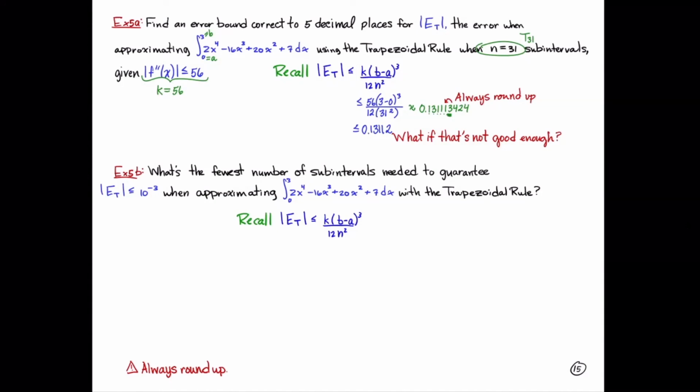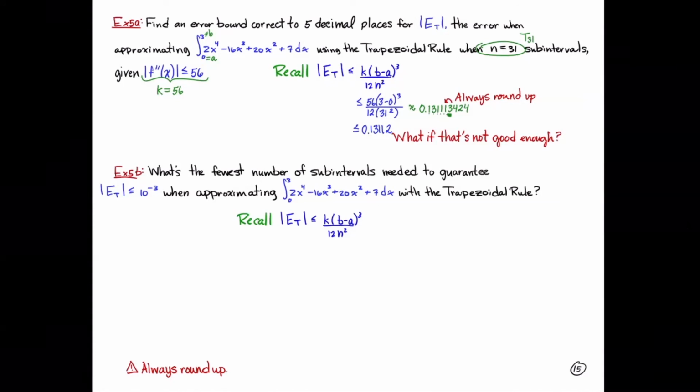And if that's not good enough, then we could increase our n. And as we increased our number of intervals n, then we'd be decreasing our error bound. So for example, if we had 0.1311104, we'd still round it up. Always. The only time you wouldn't round up is if you had an exact answer. If you got back 1/2, then you would just leave it as 1/2.